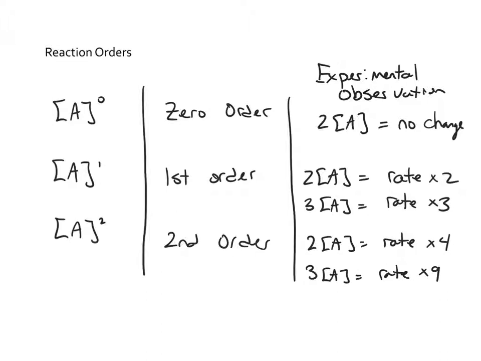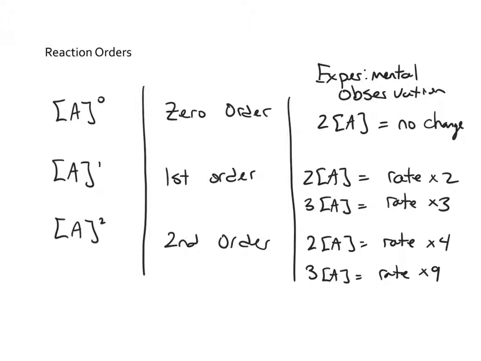The last situation that you most commonly see is if you take a look at 2 different experiments and you notice A changes and you double A and then the rate goes up by 4. Or if you triple A and the rate goes up by 9, then you can safely assume that the reactant or reaction order with respect to A is second order.